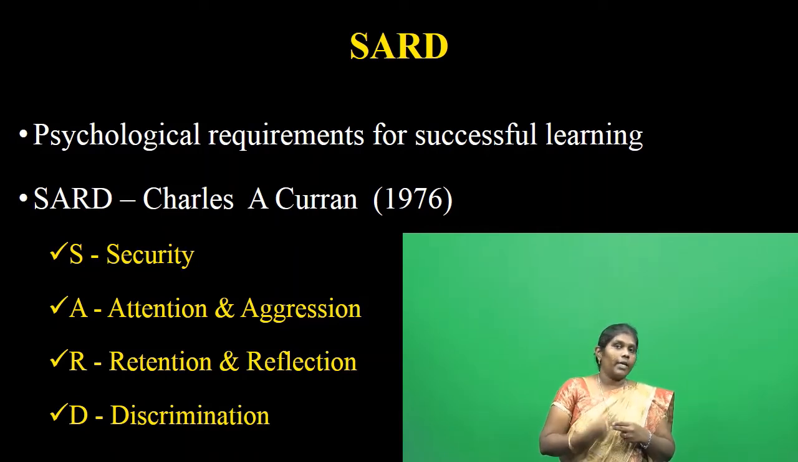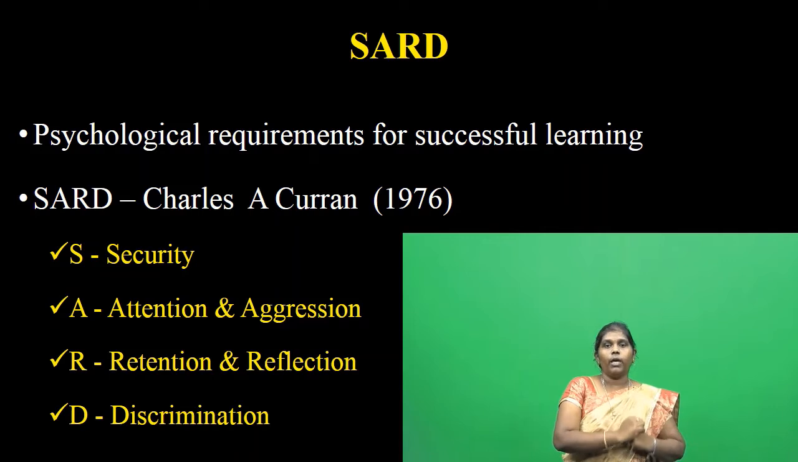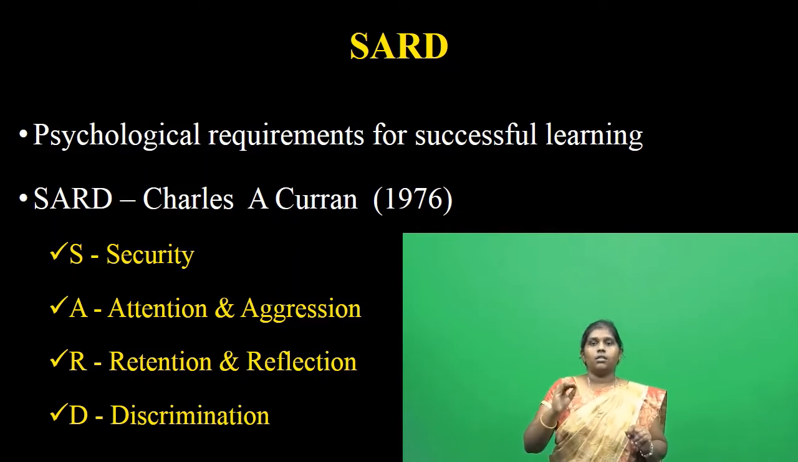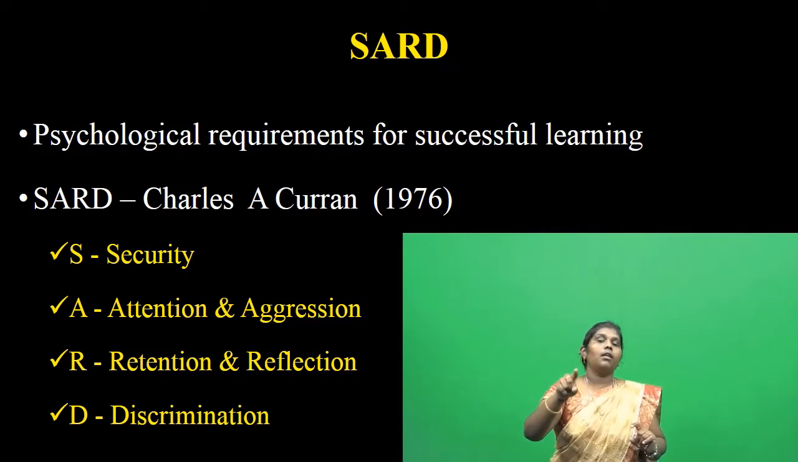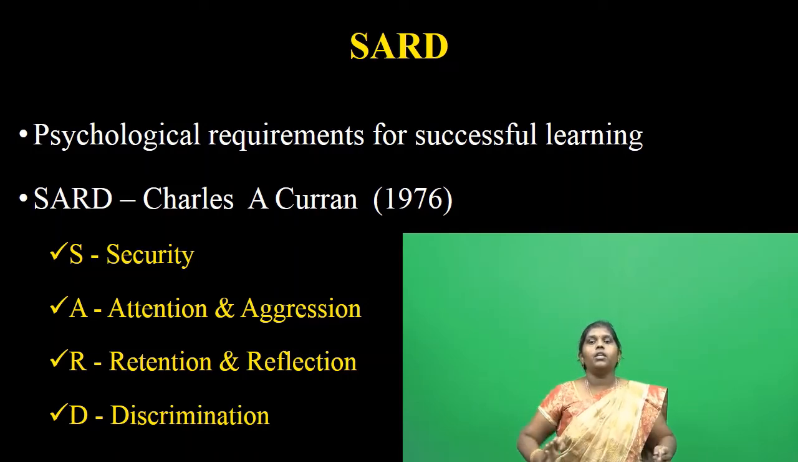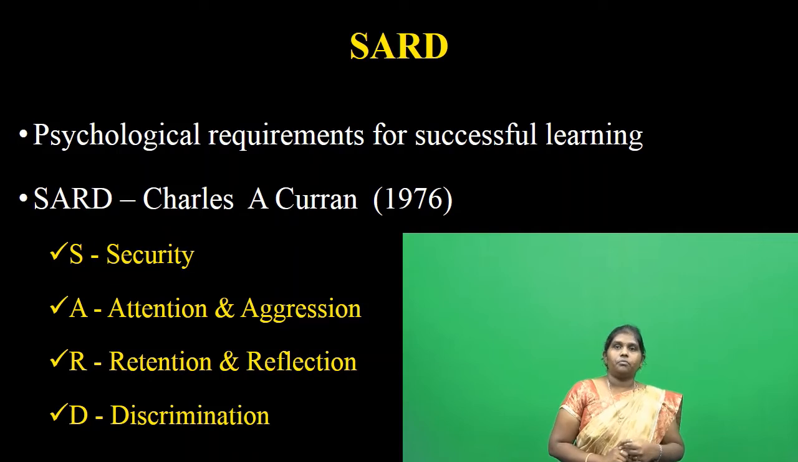And by the way, it is a very important question: SART in CLL has been given by Charles A. Curran in 1976. It stands for security, attention and aggression, retention and reflection, discrimination. And for A and R, both the words should be there and the meaning of the words should be there. Yes. Next.